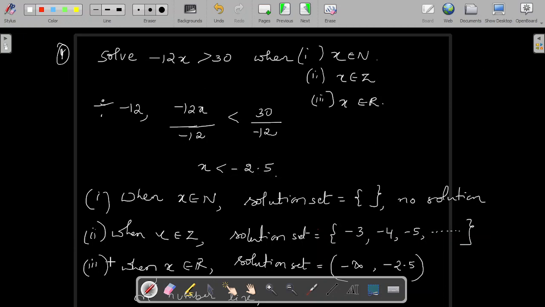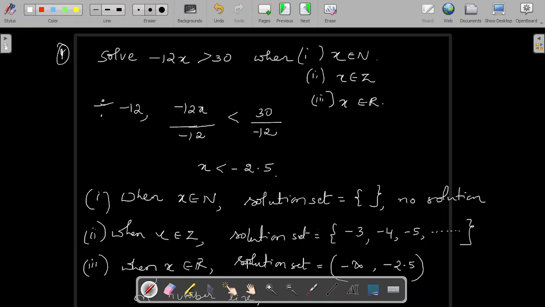So when x belongs to N, you have to search for a natural number which is less than minus 2.5. You know that the natural number set starts with 1, 2, 3 and so on. It starts with 1. There is no natural number which is less than 1. Impossible. It's something negative here. Less than negative, impossible. So no solution. It's an empty set. When x is an integer, let's see how the solution set is. Integers less than minus 2.5 are minus 3, minus 4, minus 5 and so on.